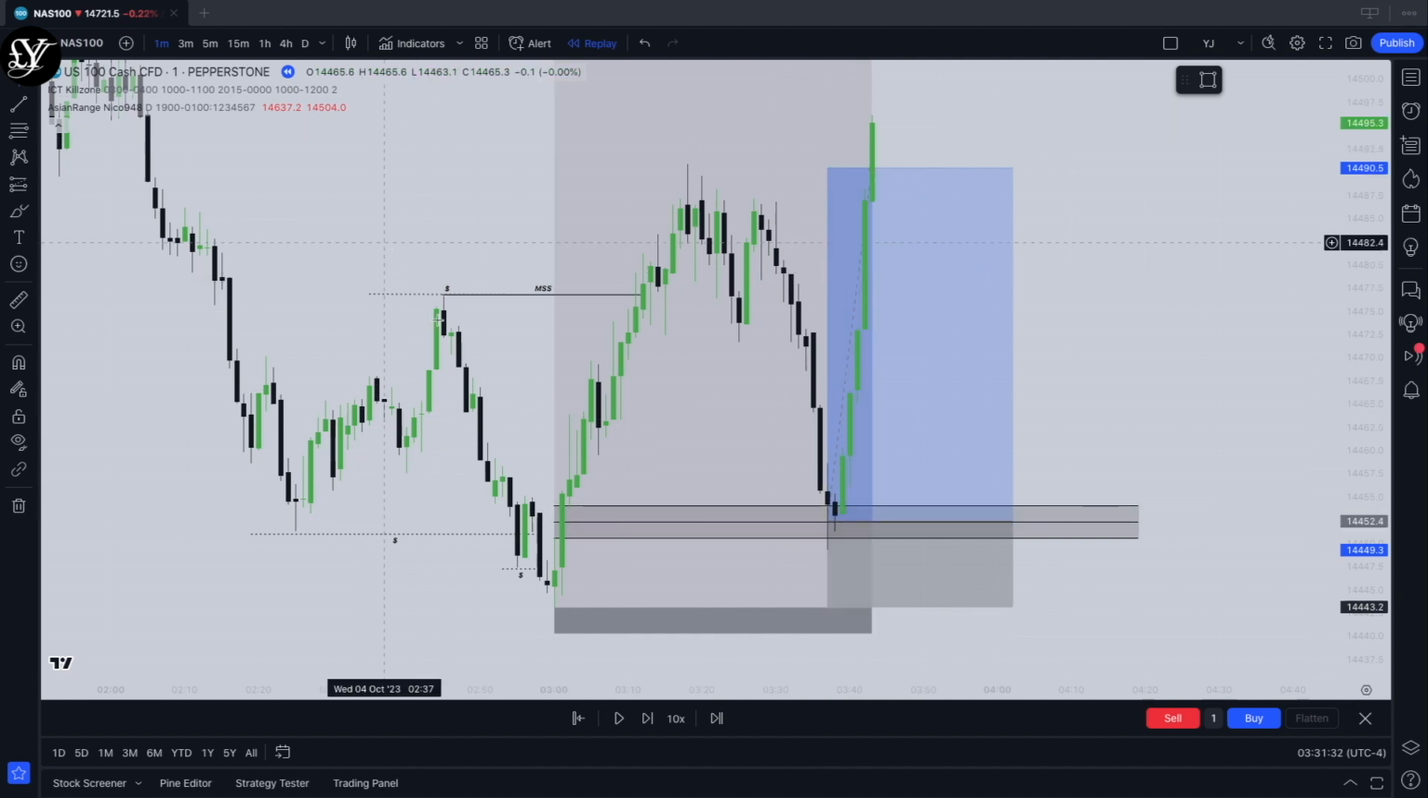Same thing goes with the buy side liquidity. If price was to take out the buy side first, we'd anticipate a market structure shift, a fair value gap, a reversal, and then price to go to the downside instead of the upside in this example.